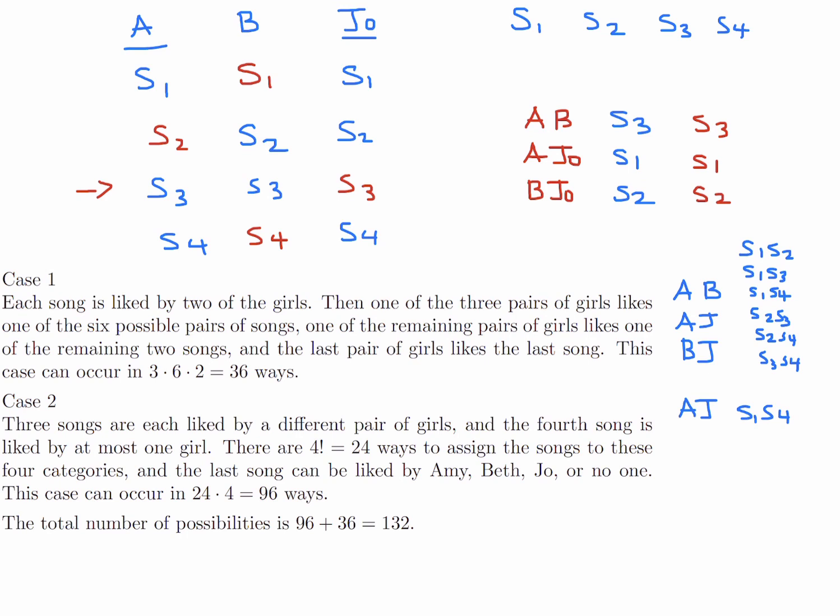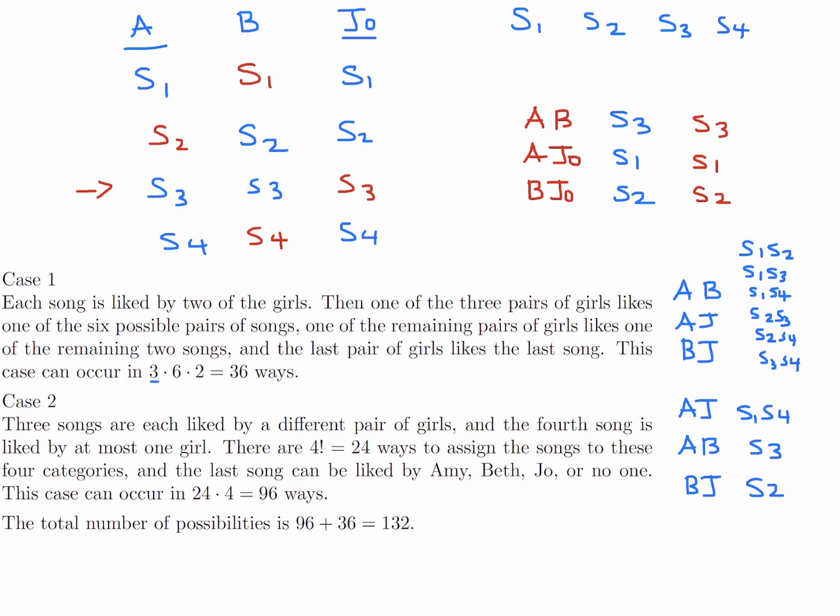And one of the remaining pairs of girls, so for example AB, likes one of the other 2 songs. So AB likes S3, just S3. And then there's one song left, and that obviously belongs to the other pair, which is BJ. And BJ likes, obviously, the one song that's remaining, which is S2.